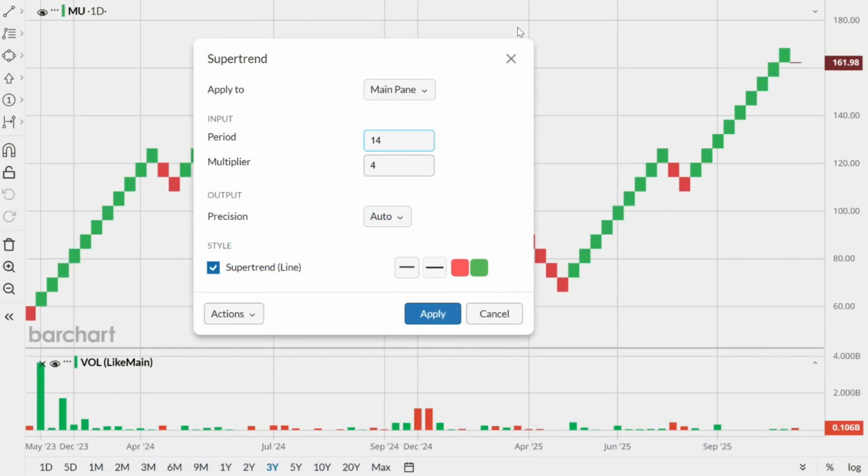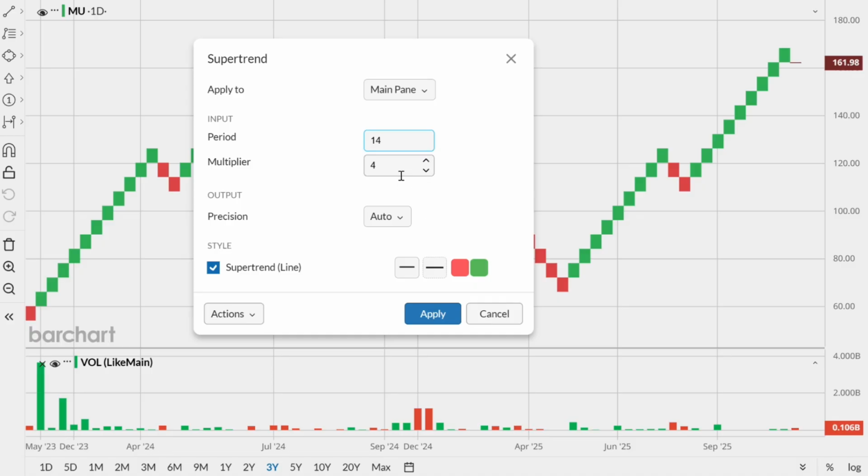Next is the Supertrend indicator. Supertrend is based on 2 values, a period and a multiplier. The period sets how many bars of ATR, the average true range, are used in the calculation. For example, if the period is 14, it means the last 14 days of ATR are measured. That value becomes the base brick size.